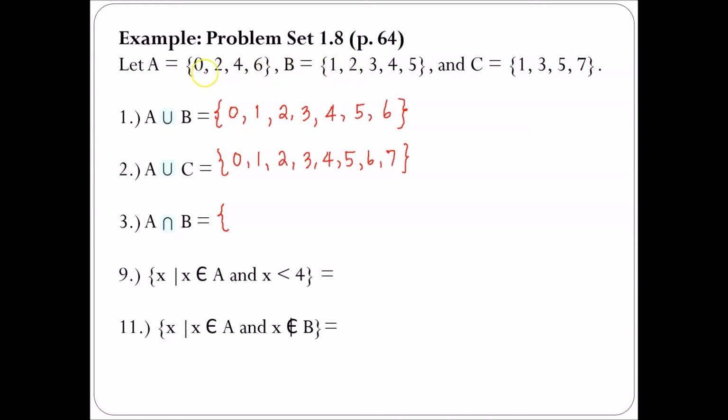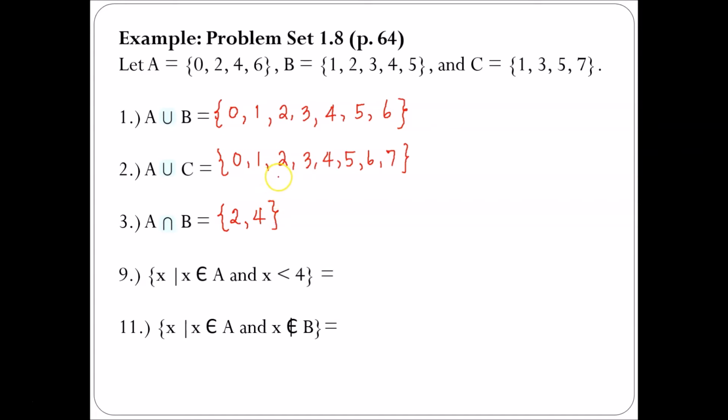Okay, so 0, B doesn't have 0. 1, A doesn't have 1. But A has 2 and B has 2, and at the same time A has 4 and B also has 4. Okay, anything else? 6 and 5, no. So we only have 2 and 4.